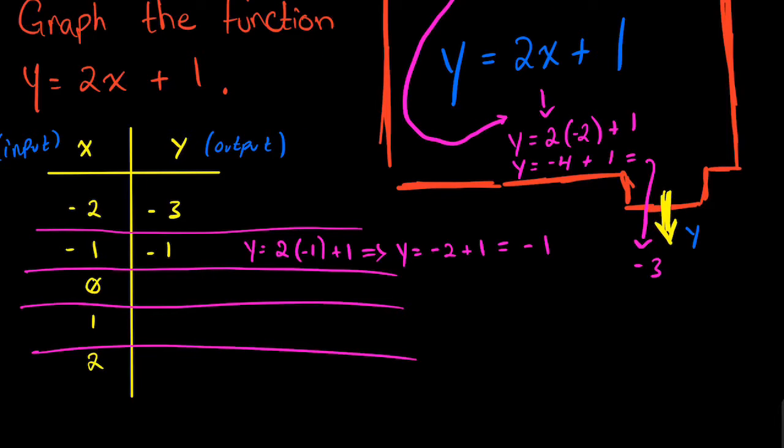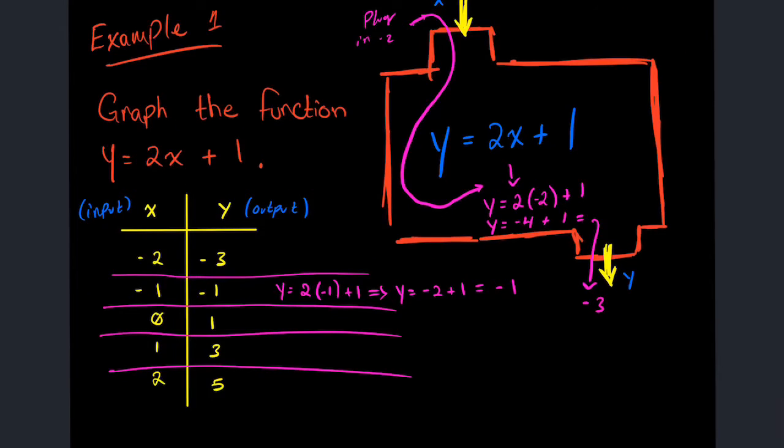And it turns out if you did this for the rest of them, you would see that we're going to slowly increase in our y by 2. So we have negative 3 here, negative 1. And the next one would be positive 1. The next one would be 3. And the next one would be, what would be after that? 5.